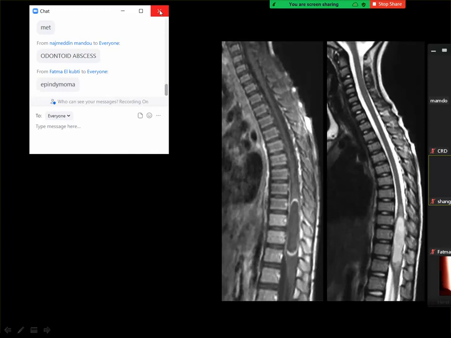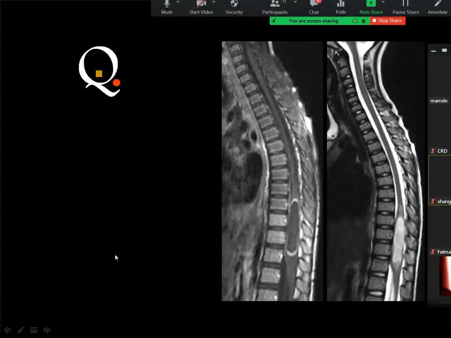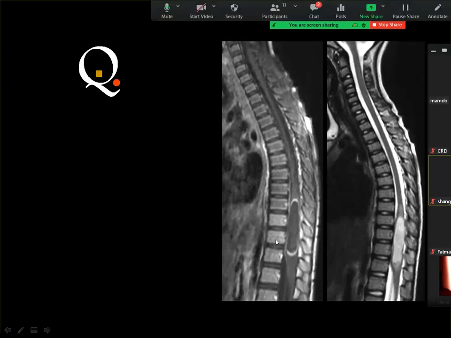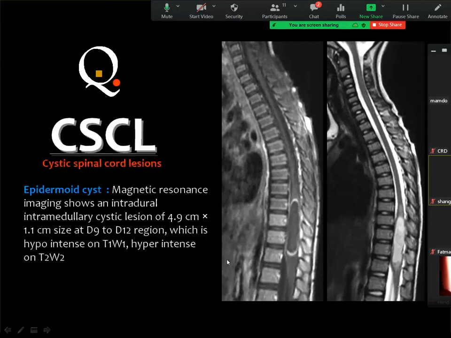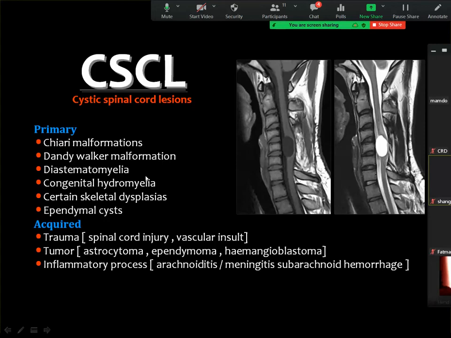Then ependymoma actually is a solid lesion, but this is a cystic lesion, and there is some of the differential diagnosis for cystic lesions occurring in the spinal cord. Actually, for the diagnosis of epidermoid cyst, you cannot reach the diagnosis without the diffusion weighted images, which will show diffusion restriction in the cyst.